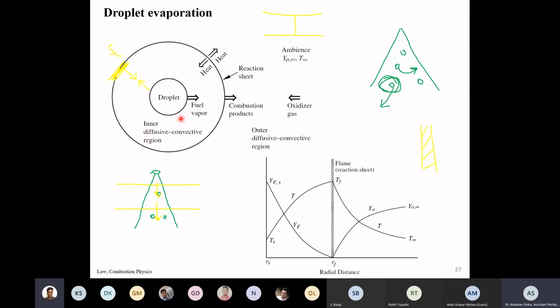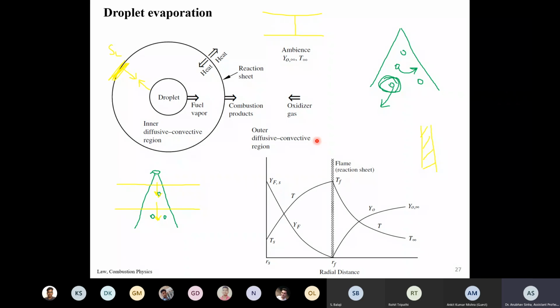So this is how a droplet evaporation and combustion look like. We have an inner region where we have only fuel, and an outer region where we have oxidizer, oxygen basically, and in between we have the flame front, which is this. The combustion products are getting thrown outside, and they're mixing with the flow.